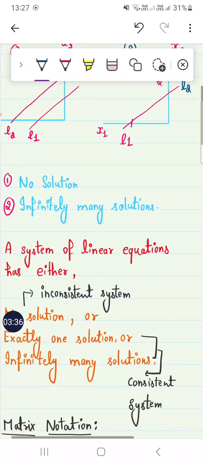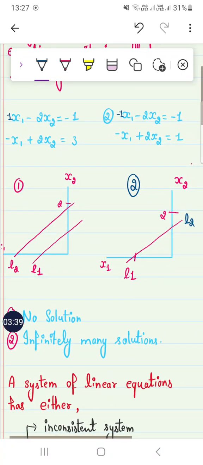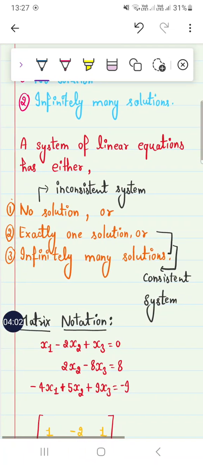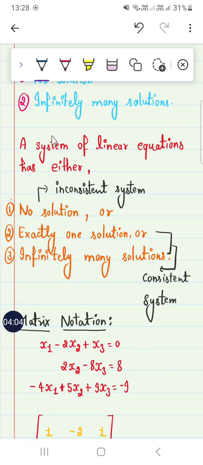Now why do we find out whether linear systems have solutions? Because we know that x1 and x2 are unknowns, and we want to find out what is x1 and what is x2, right? For this type of thing, we have to find it by linear equations. Now, a system of linear equations: what type of solutions exist? A system of linear equations has either no solution, exactly one solution, or infinitely many solutions, right?